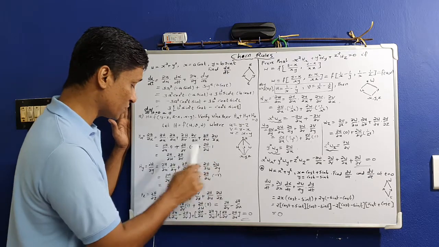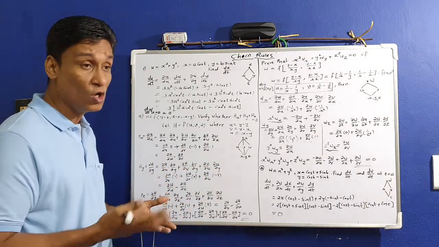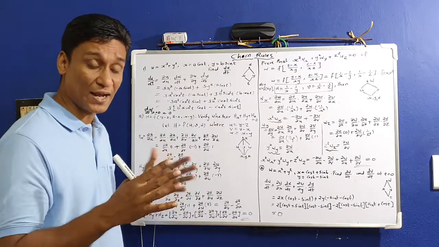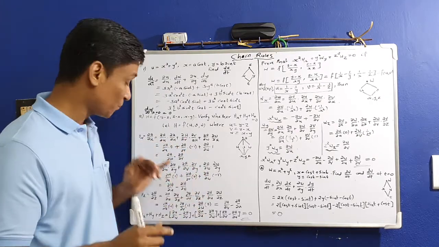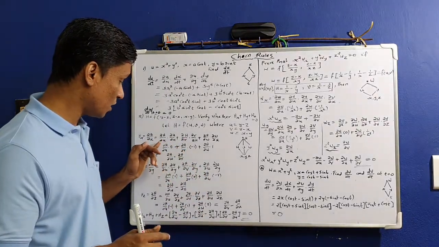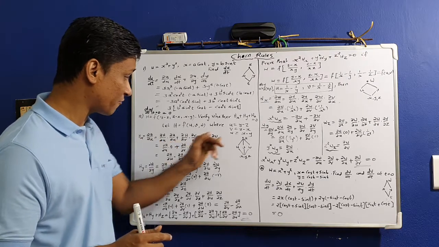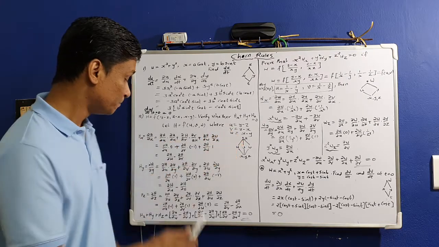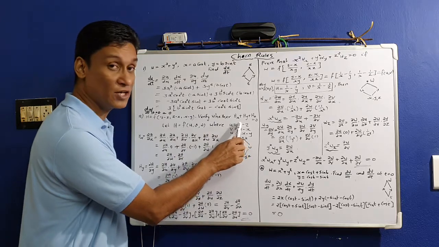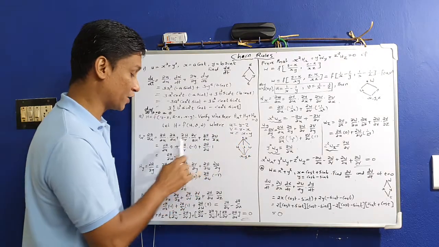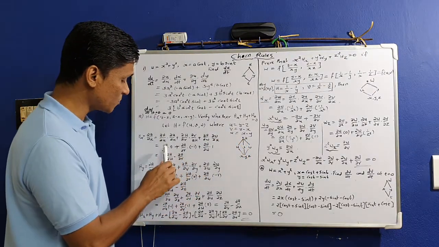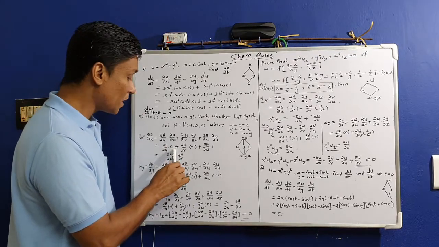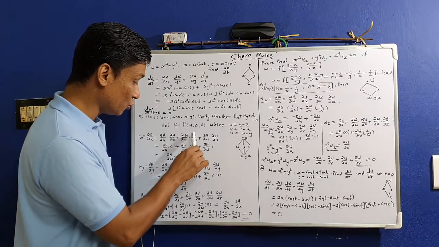Now substituting for these values, dou h by dou u, we don't know what this is, so I am writing dou h by dou u as such. Dou h by dou u into dou u by dou x, this we can find from this expression. Dou u by dou x: u contains no terms involving x, so dou u by dou x equal to 0. So dou h by dou u into 0 plus dou h by dou v into dou v by dou x.